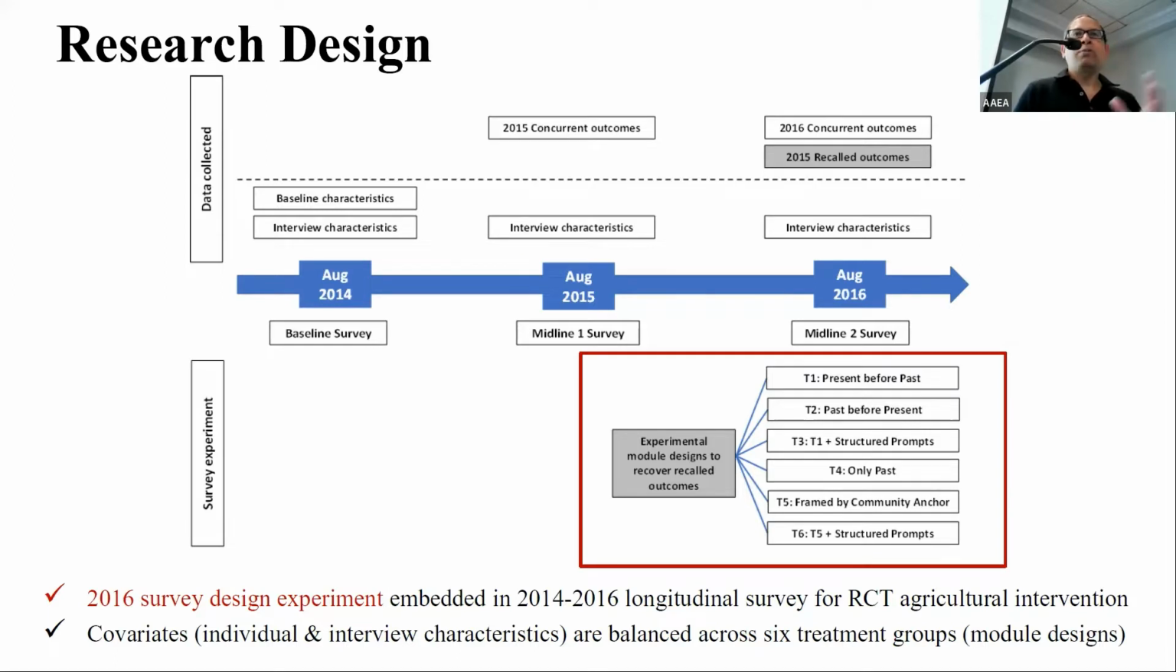We explore these different strategies: reversing the order of questions, using memory retrieval cues or structural prompts, or framing at the community level instead of the individual level. Just to mention, the design is well balanced across the 6 treatment groups, or model designs, in terms of individual and interview characteristics.